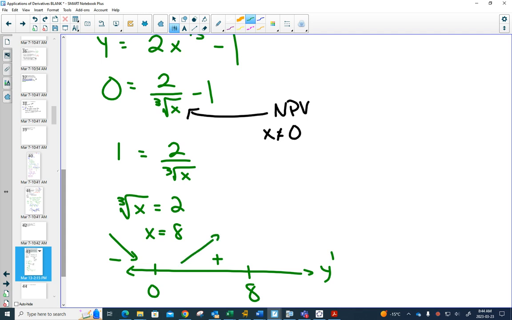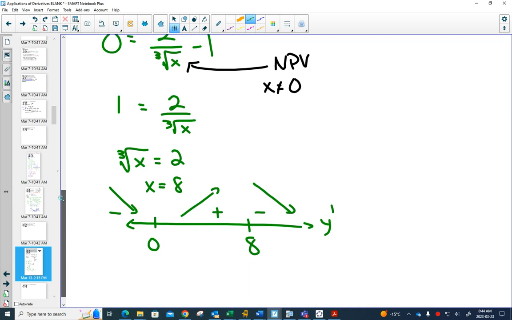This is increasing. And plugging in a number bigger than 8, like 10, or in this case I can plug in 27. Okay, if I plug in 27, I'm going to get 2/3 there. 2/3 minus 1 will be negative again, because as we get bigger and bigger for x, you can see that that first fraction will get closer to 0, and then when we subtract 1, we'll be in the negatives.